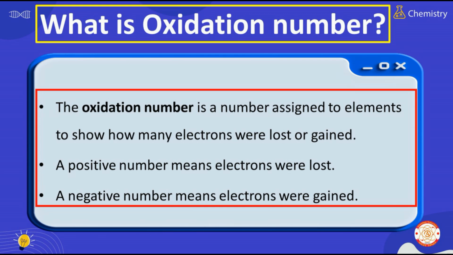So let us define what oxidation number is. Oxidation number is simply the number which is assigned to elements to show how many electrons were lost or gained when bonded. A positive number means electrons were lost, whereas a negative number means electrons were gained.